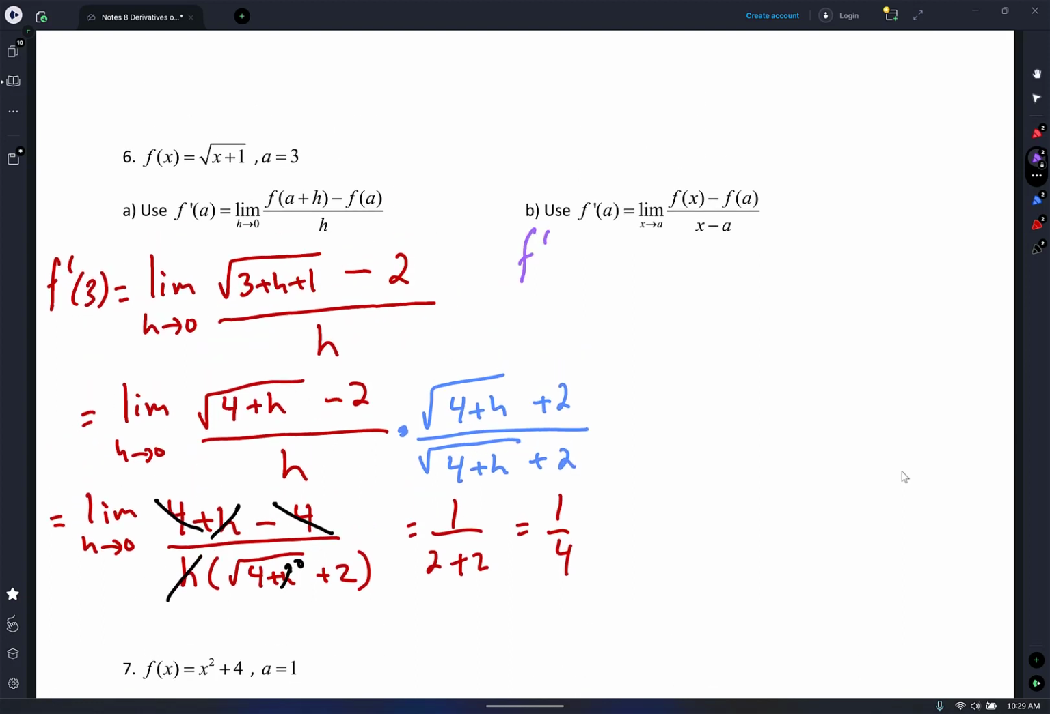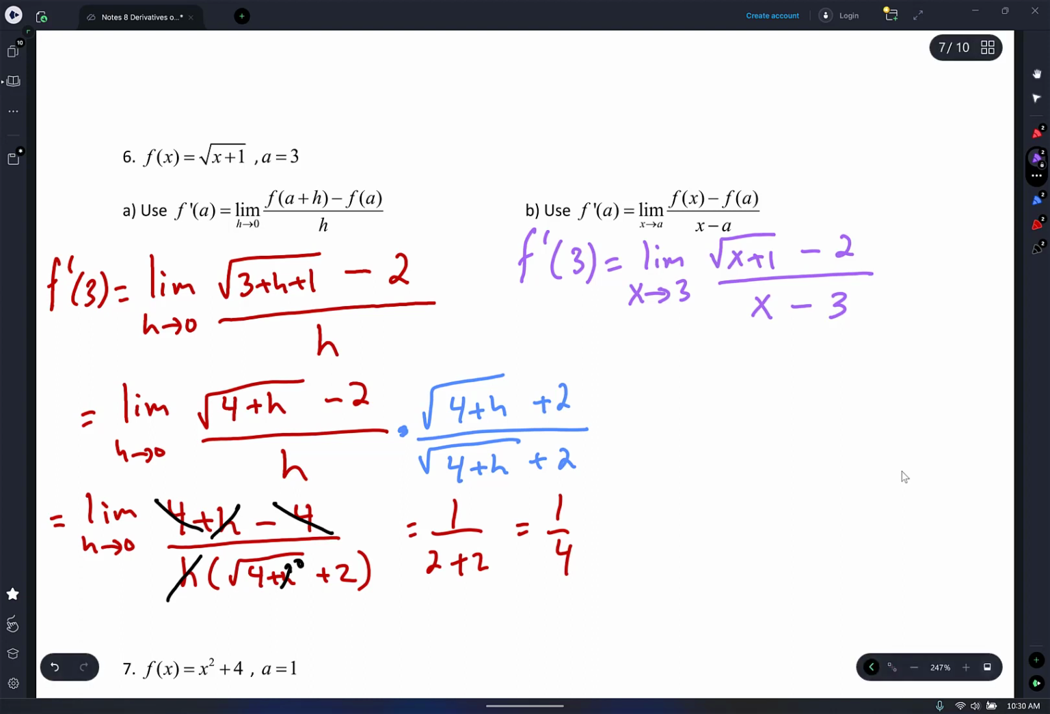Lavender, light purple? f prime of 3 equals the limit as x approaches what? 3. And then it says f of x, so that means the function itself, square root of x plus 1, minus f of 3. So if I plug in a 3, 3 plus 1 is 4, and the square root of 4 is 2, all over x minus 3. Because I'm doing f prime of 3, so it's x minus 3. Are we still okay? All right, next.